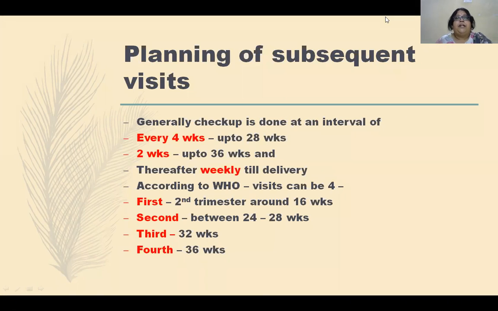Next, why do we need to know that? So that we can plan the woman for subsequent visits and advise her accordingly regarding her medical intake. We need to advise about her folic acid, iron intake, dietary habits, and we need to tell her how frequently she has to come for visits. Generally, checkup is done every 4 weeks up to 28 weeks, then every 2 weeks up to 36 weeks.